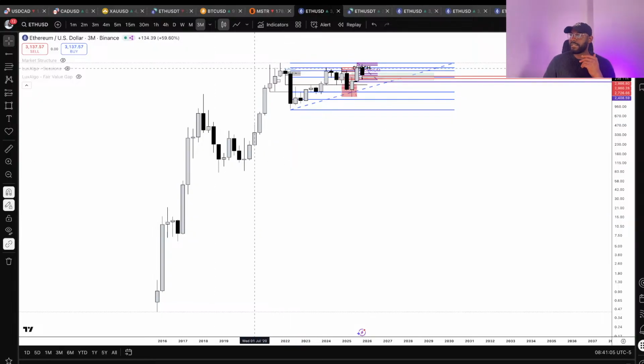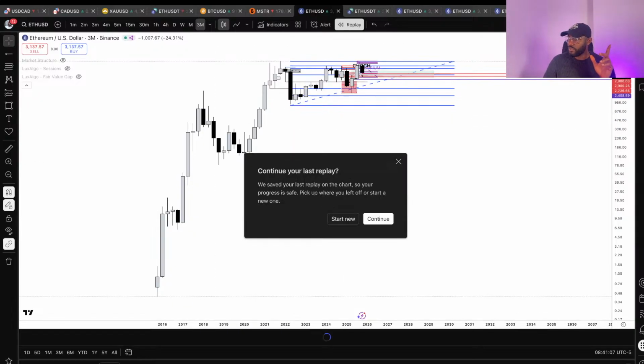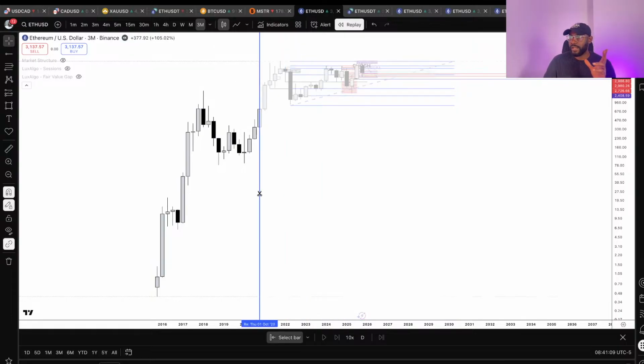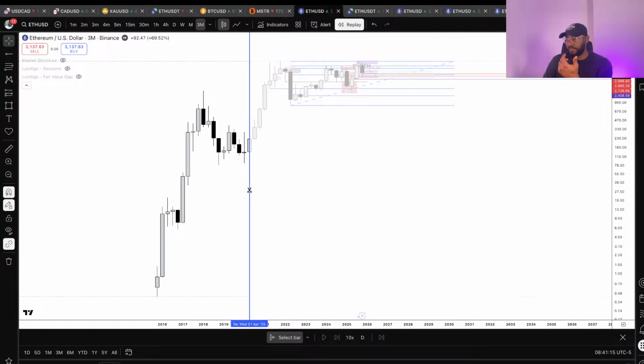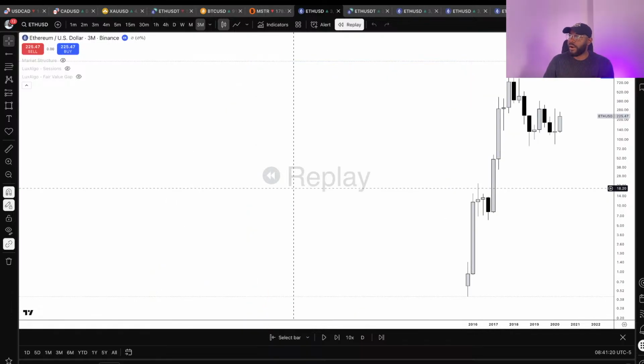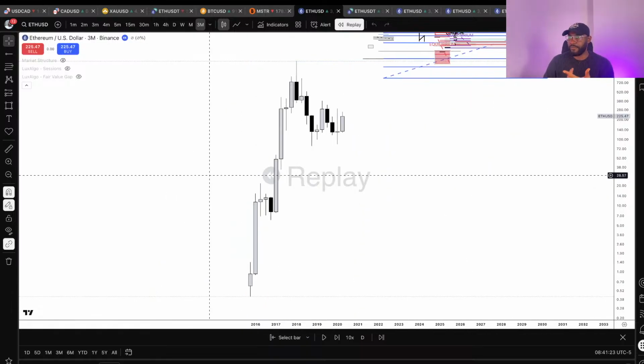Now, how do you know that this is a continuation structure? The first way is by understanding the long-term market structure, which is showing us that we're bullish. And number two, to take advantage of that price action, we want to see, for example, a 4-hour break of structure, a daily break of structure, for us to start looking for opportunity for that continuation trend.